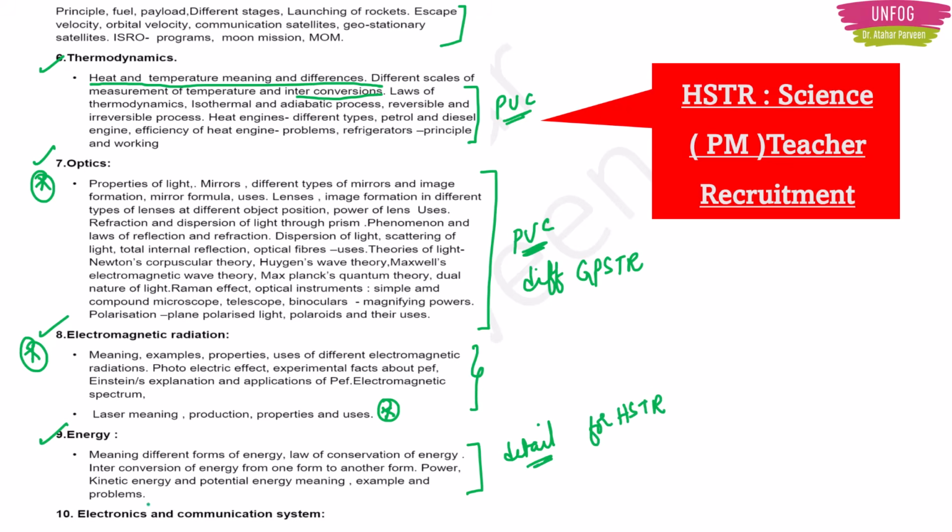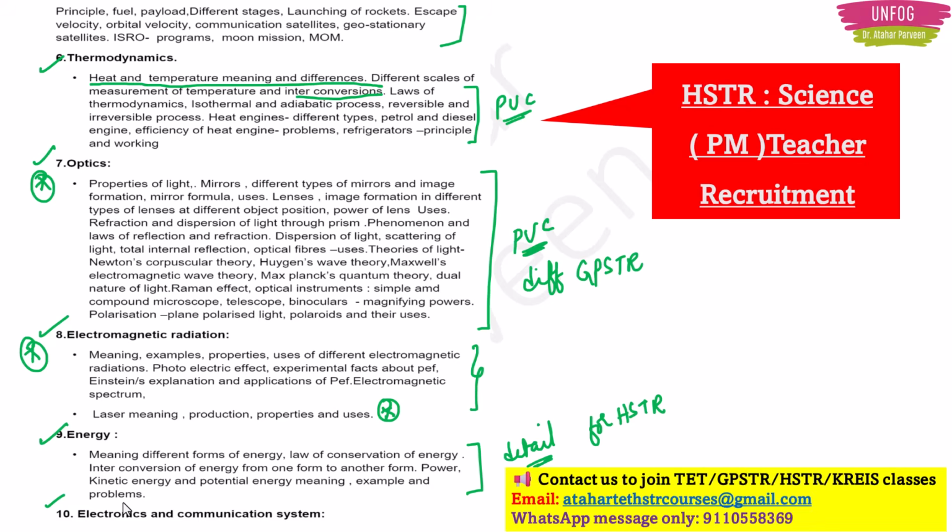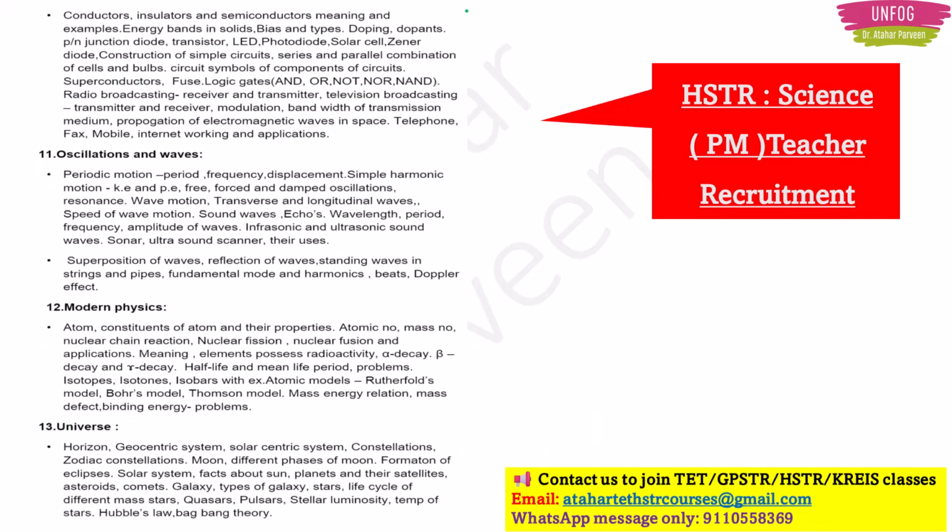Then comes another new chapter which was not at all there in GPSTR, which is electronics and communication system. This is the electronics and communication system part. Entirely this is new when you see from the GPSTR point of view, and this is one of the toughest chapters you can say. It is entirely taken from the PUC syllabus, okay, and it is one of the important chapters also.